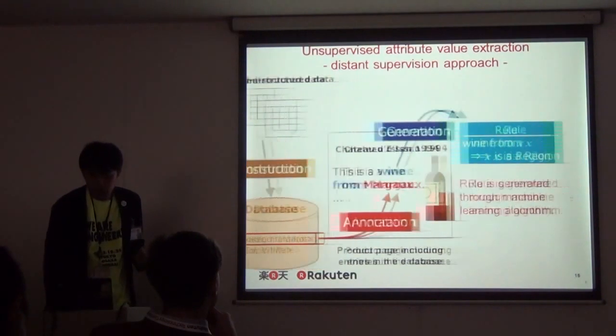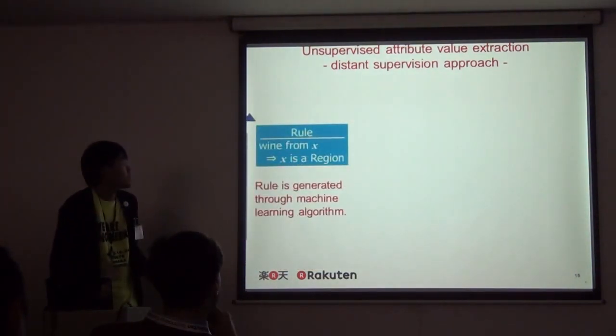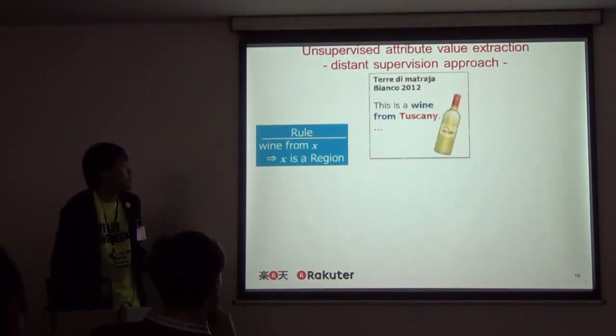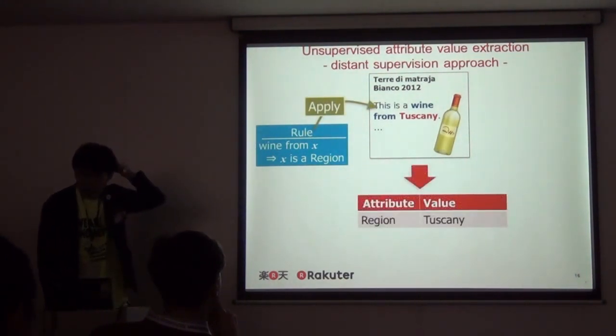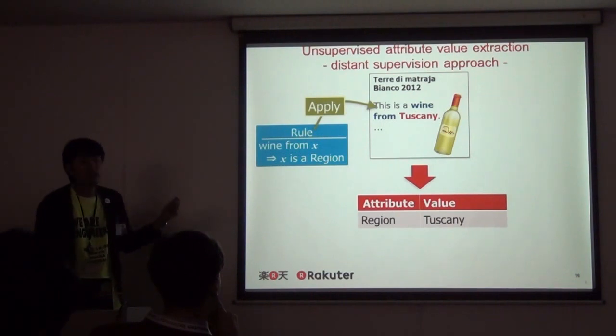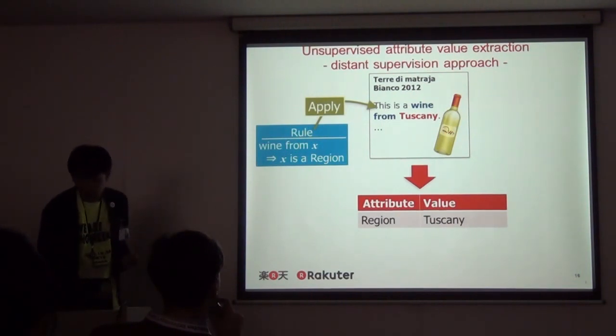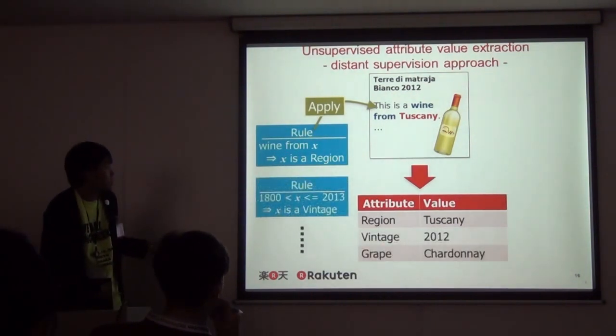Okay. After the generation, by applying the generated rules to a new product page, we can extract the product information like this. Our approach is not only for the wine category, so we can extract other information like this.